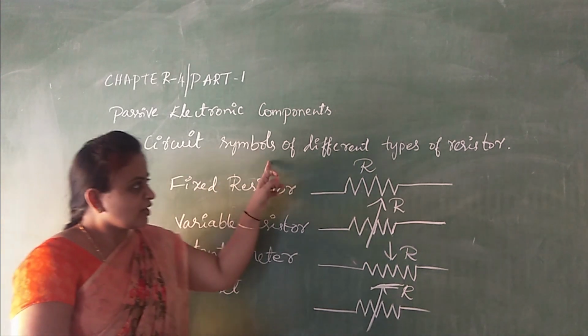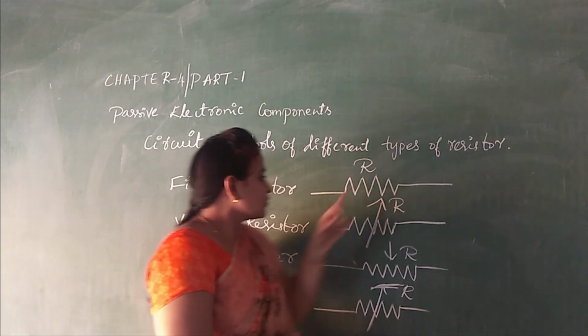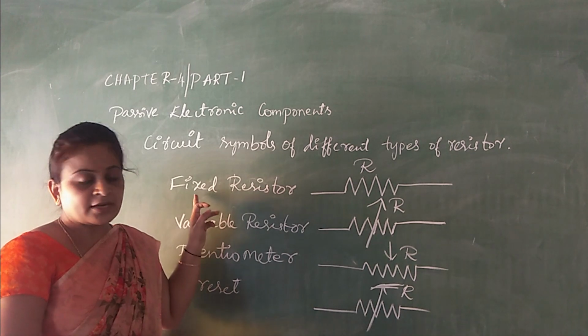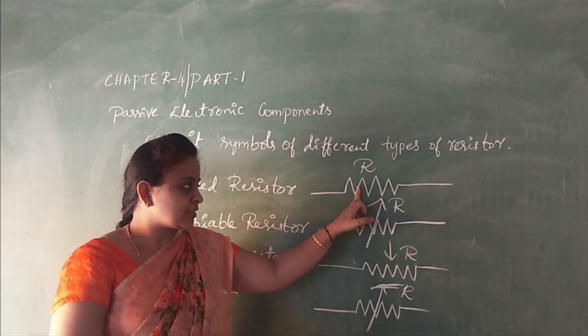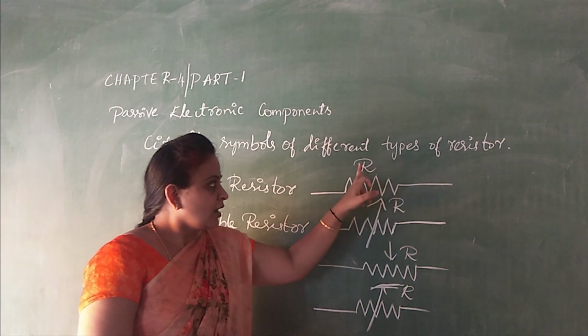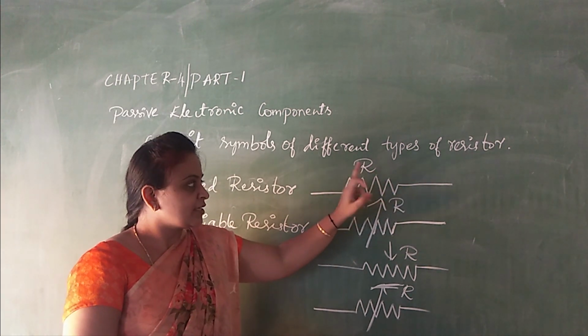So circuit symbol of different types of resistors. So first one is fixed resistor. Fixed resistor means the value is fixed. The value of the resistance is fixed. So this is the symbol. R is the resistance representation letter.